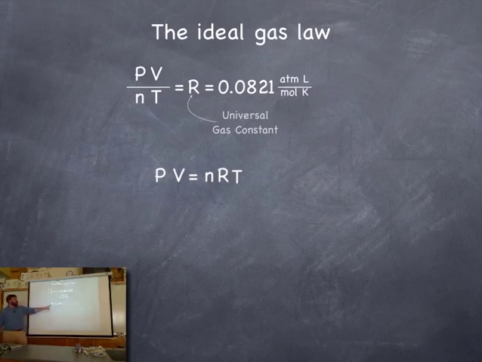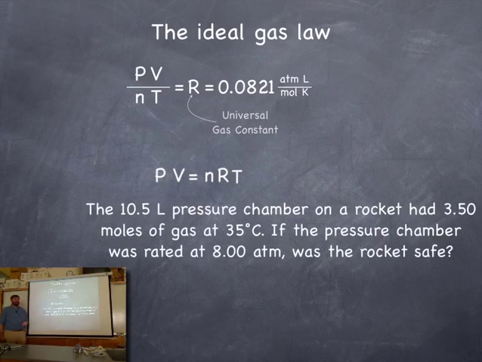All right? What is R? R is 0.0821 atmosphere liters per mole Kelvin. So I can give you problems now. Instead of giving you 7 variables, I only really need to give you 3. So I can set up an ideal gas law problem that gives you the volume, the number of moles, and the temperature. Okay? So I gave you volume, moles, and temperature. And I'm basically asking you to find the pressure.